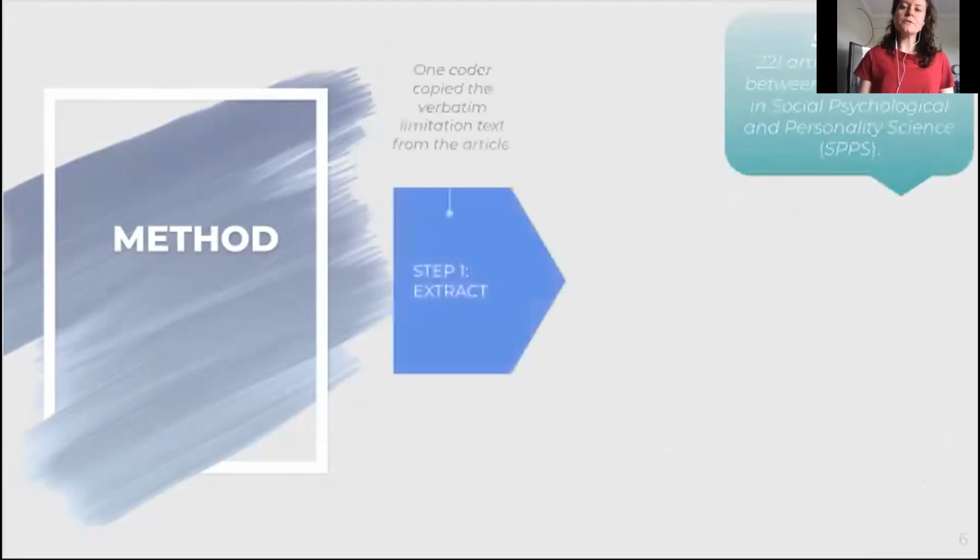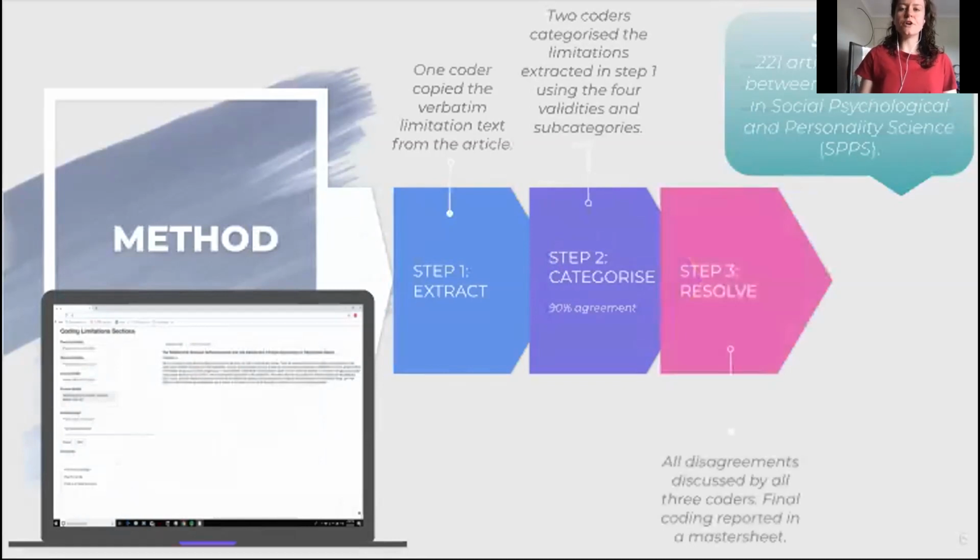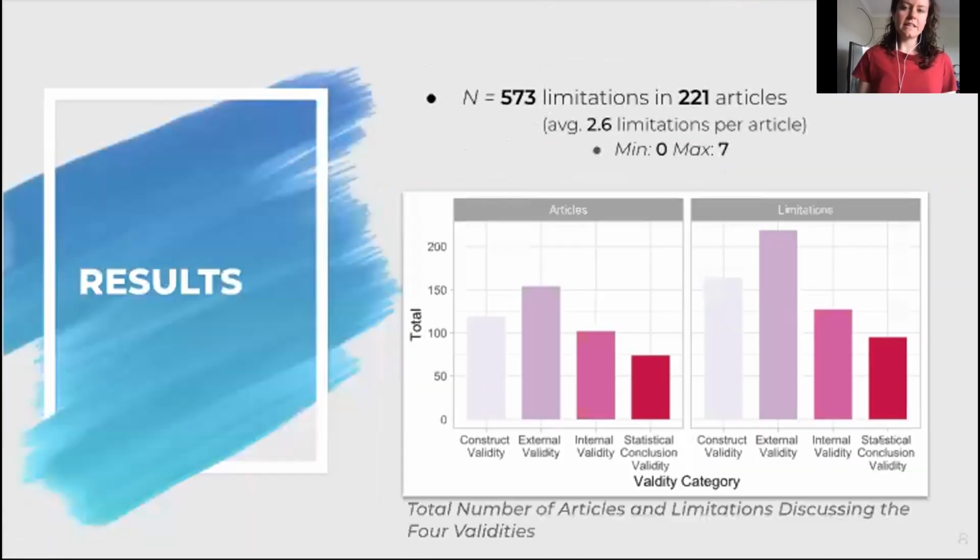As for coding those articles, each paper was coded in 3 steps. First of all, one coder extracted limitations from the articles. Next, 2 coders categorized each limitation extracted using the Shiny app displayed in the bottom left there. And our 2 coders reached above 90% agreement for most categories. In the last step, after the 2 coders categorized each limitation, all 3 coders met to resolve disagreements and compiled a master sheet of limitations and their categories. And then we repeated that process 5 times. So in the end, we extracted and categorized 573 total limitations from 221 articles.